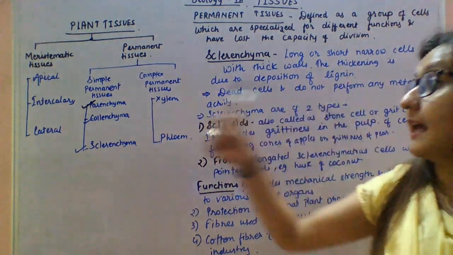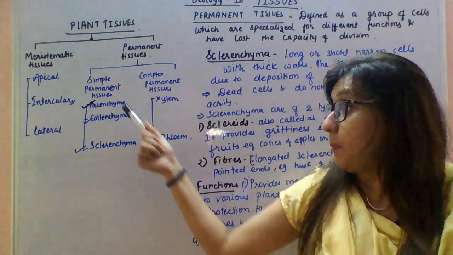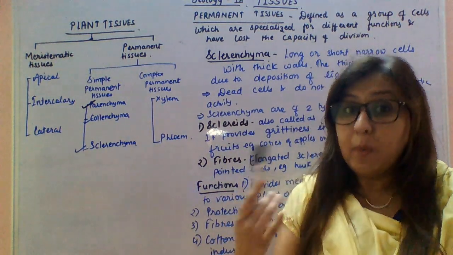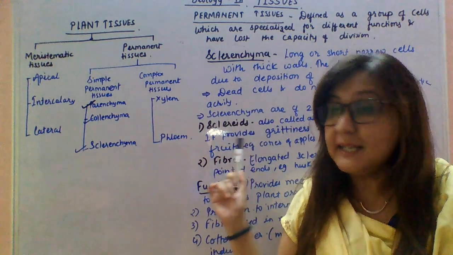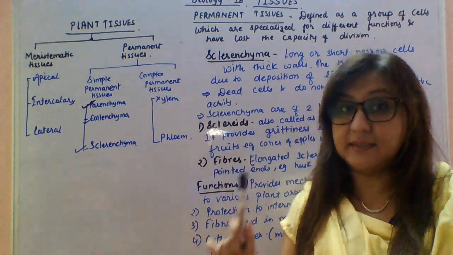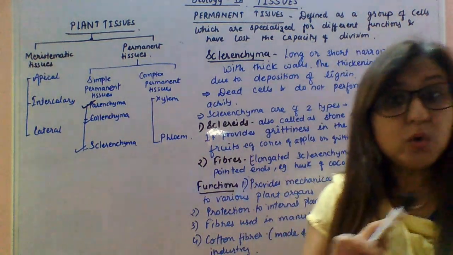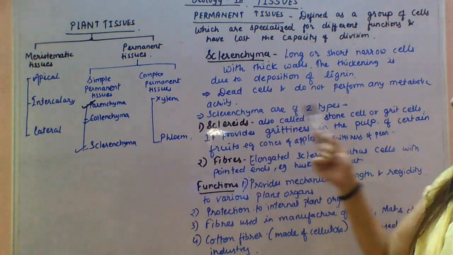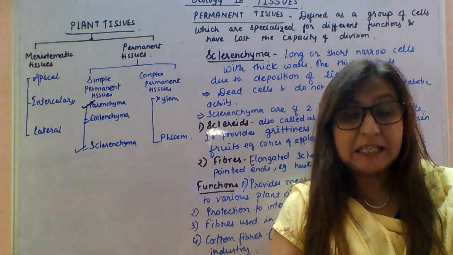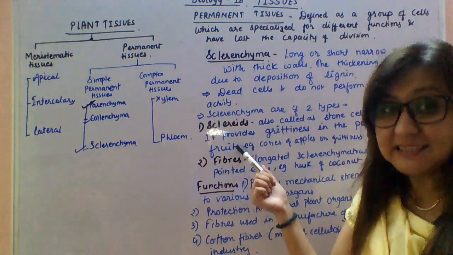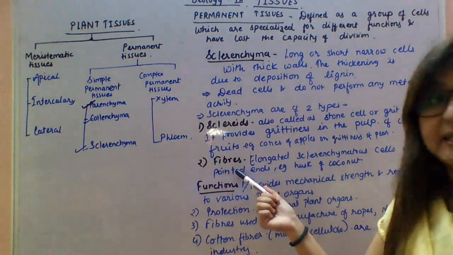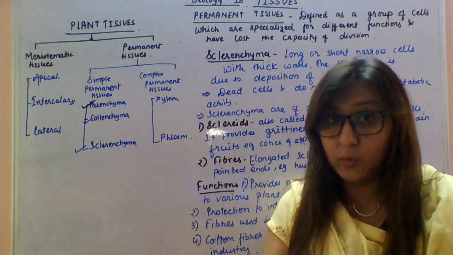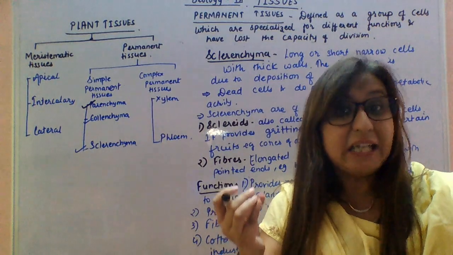As we see, collenchyma and chlorenchyma both perform vital activities. Both are living cells. But the sclerenchymatous cells are dead cells. They do not take part in any type of metabolic activities. Sclerenchyma are basically of two types: sclerites and fibers. Sclerites provide grittiness to the fruit. Grittiness means toughness.